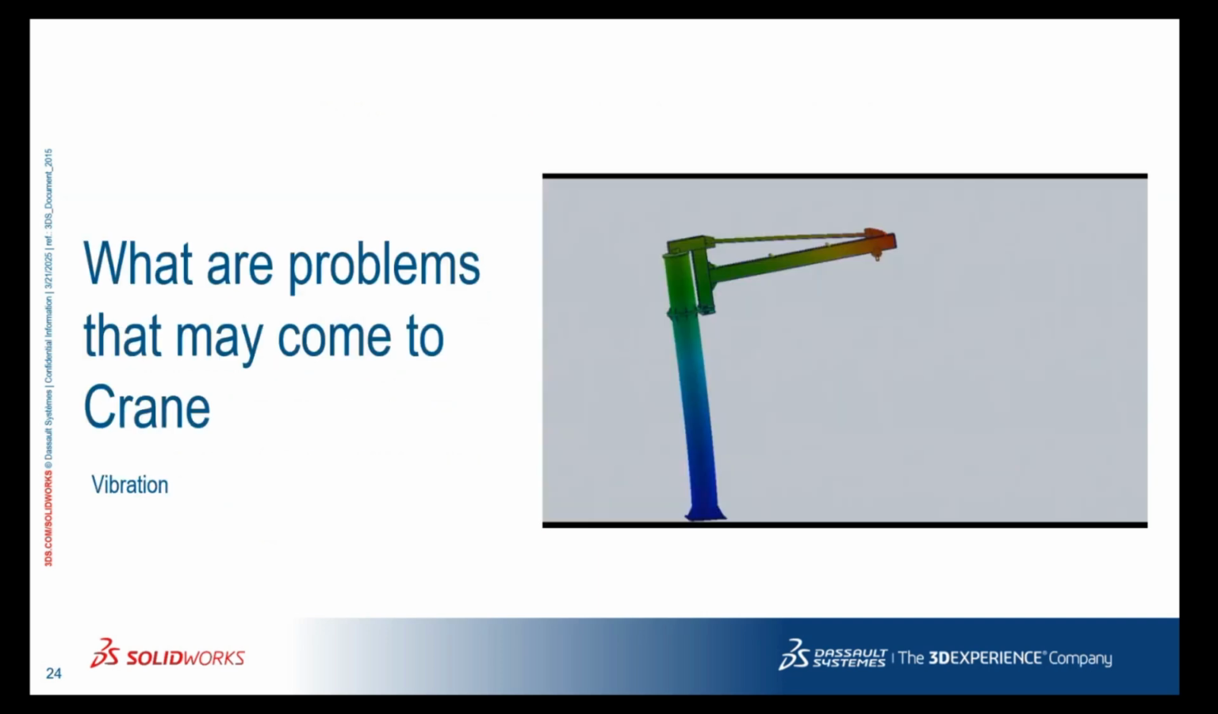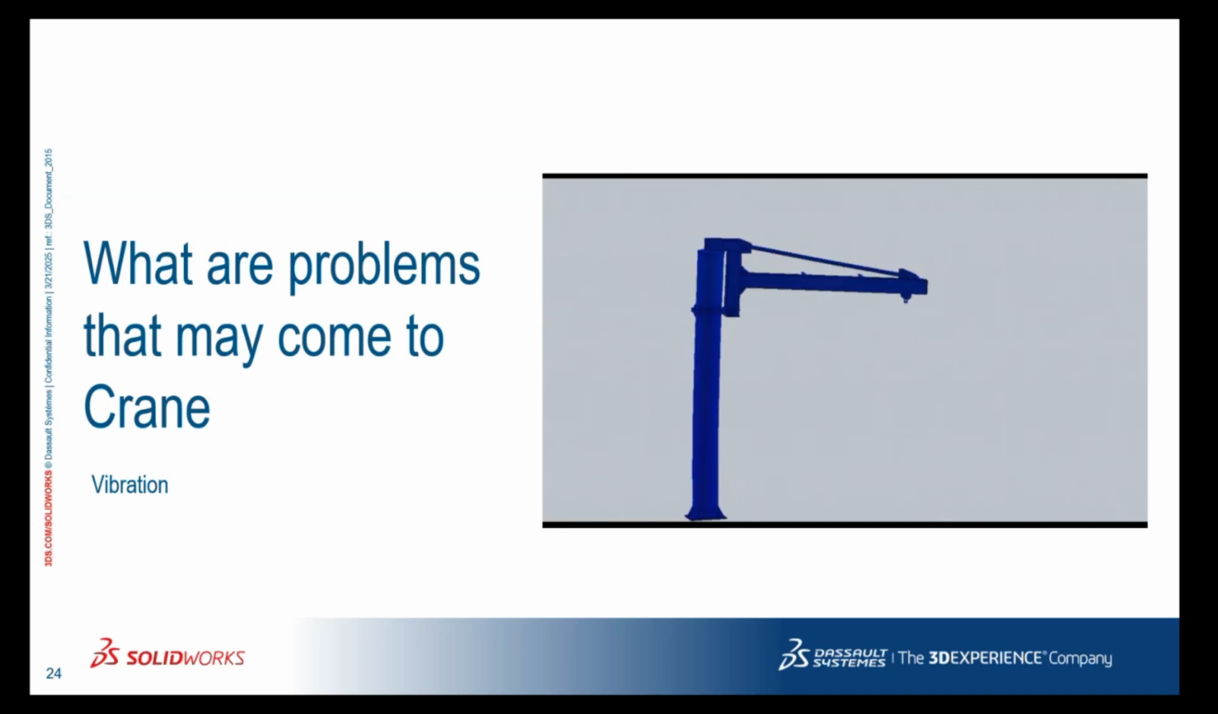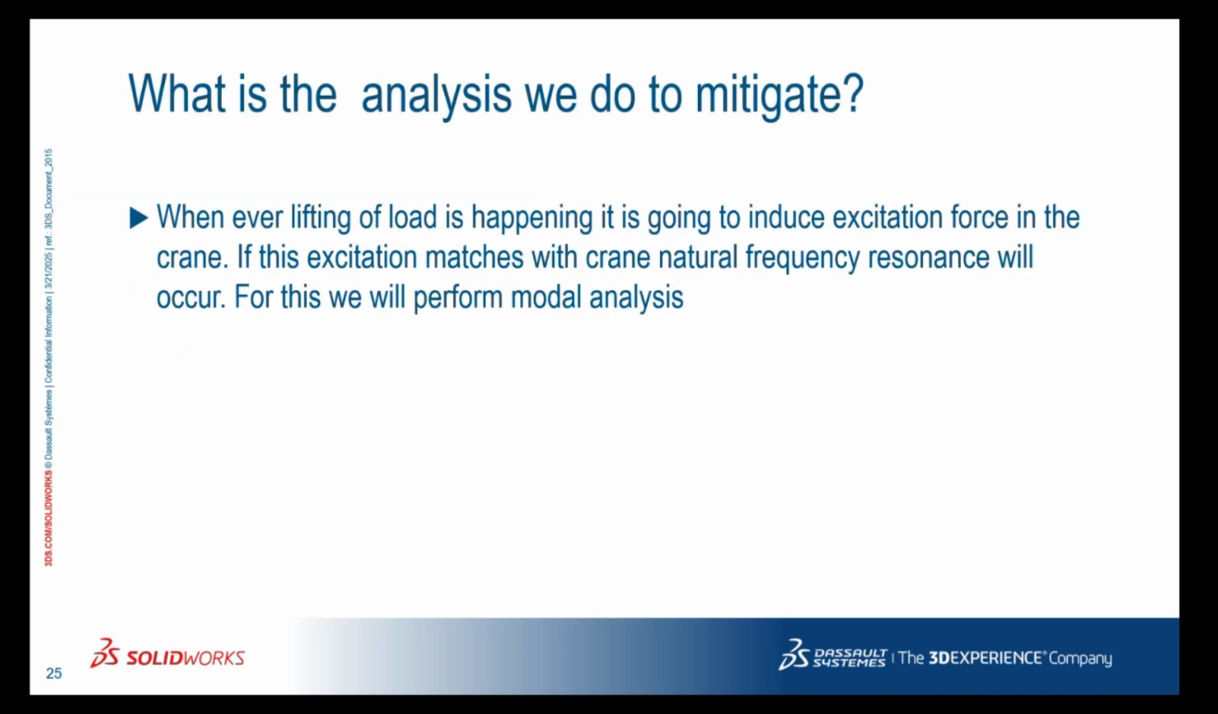So what is the next problem that may come to the crane? That is vibration. It may occur in different aspects. Maybe you connect a motor to your jib crane. If the motor resonance matches the first natural frequency of this jib crane, then there might be a collapse.